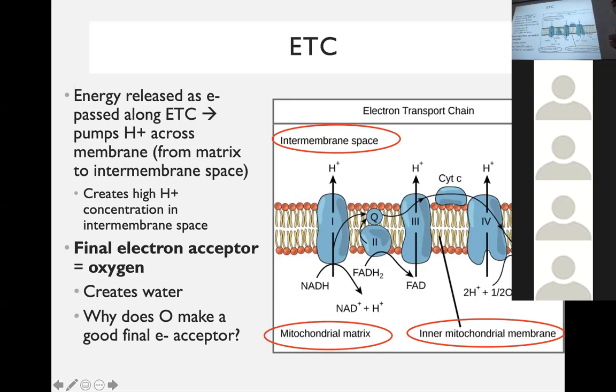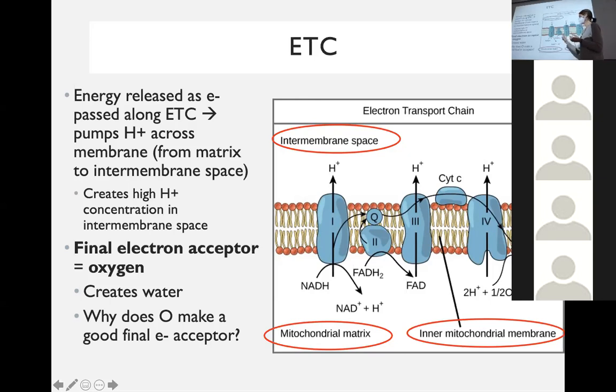The first being the electron transport chain. And the electron transport chain is exactly what it sounds like it is. It's a chain where electrons are transported along it. And as a reminder, when these electrons are transported along this electron transport chain, that's going to release energy. So electrons being transported just through those proteins are releasing energy.